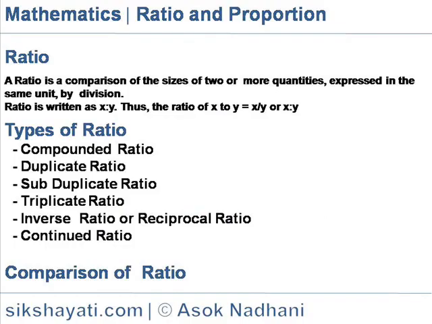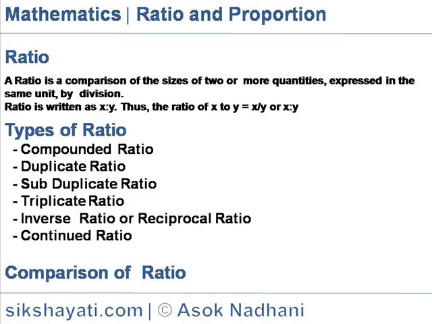Ratio. A ratio is a comparison of the sizes of two or more quantities expressed in the same unit by division. Ratios are used to compare values. They tell us how much of one thing there is compared to the other. For example, the ratio of men and women of a place.